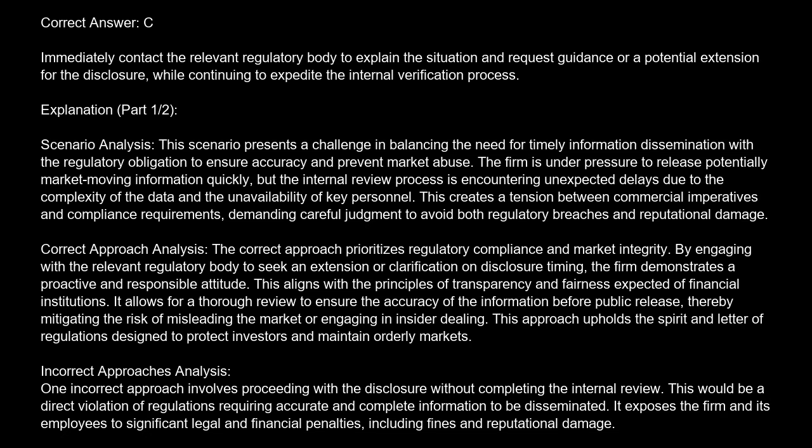The correct answer is C. Immediately contact the relevant regulatory body to explain the situation and request guidance or a potential extension for the disclosure, while continuing to expedite the internal verification process.